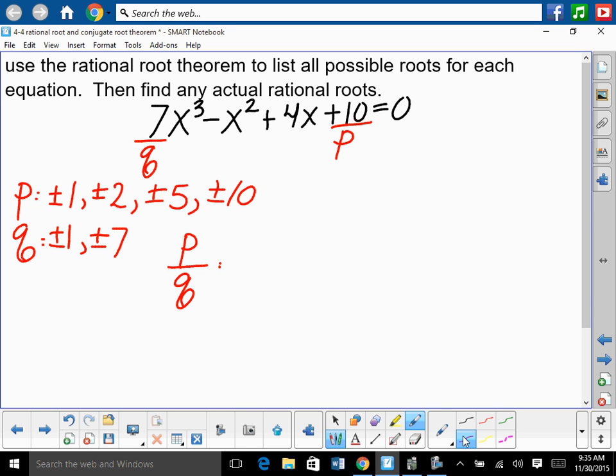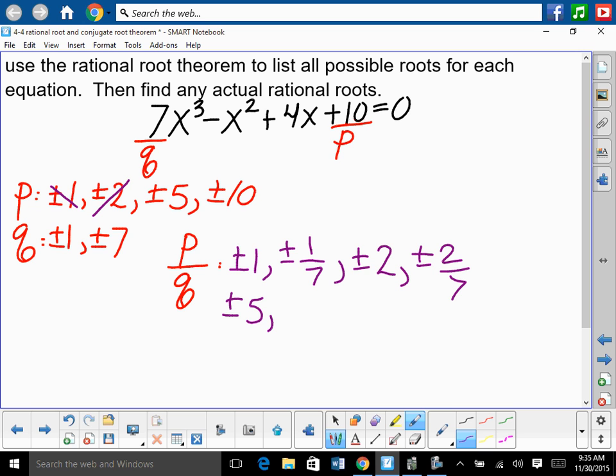We're doing 1 divided by 1, so plus and minus 1. Then we're going to do 1 divided by 7, so 1/7. So plus and minus 1/7. And then moving on, 2 divided by 1 is 2, plus or minus 2. Does everybody see what I'm doing? P divided by q. Plus and minus 2/7. 5 divided by 1 is 5, so plus or minus 5. 5/7. So plus or minus 5/7. All possible p divided by q's.